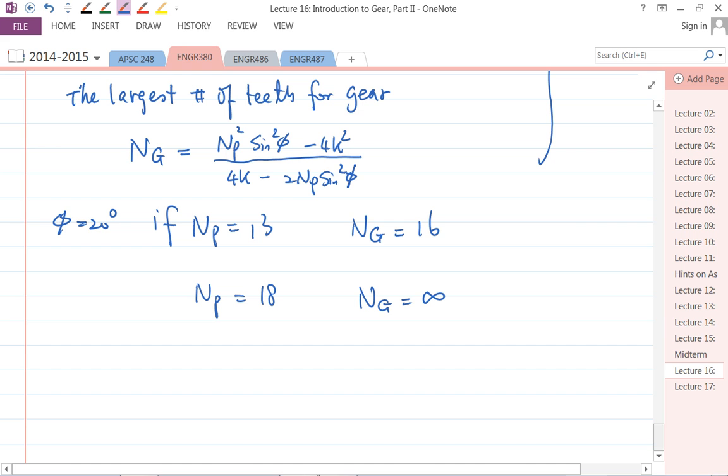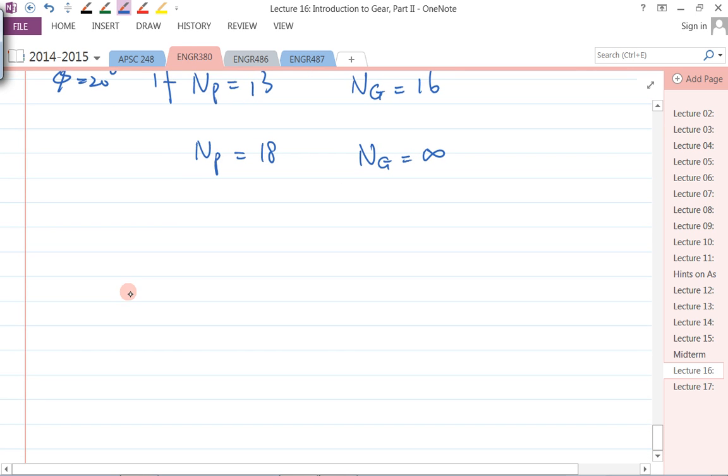The other thing is, I don't have the picture here. The other thing is that when you have a different pressure angle, let's say phi equal to 14.5, phi equal to 20 degrees, and phi equal to, let's say, 25 degrees, what's the effect of this pressure angle on the gear tooth? I will just roughly draw the gear tooth here.